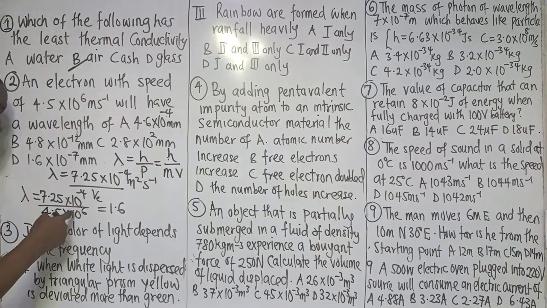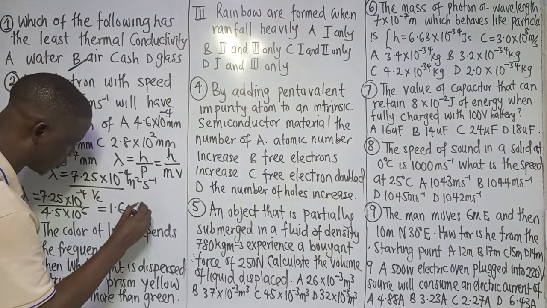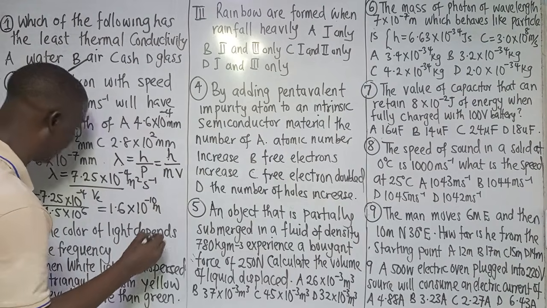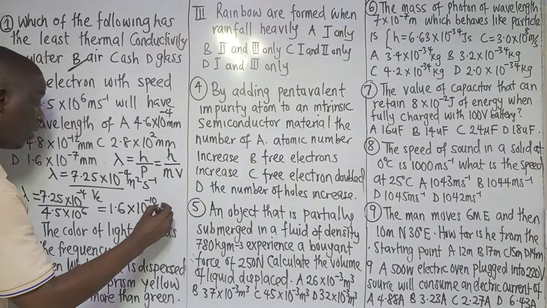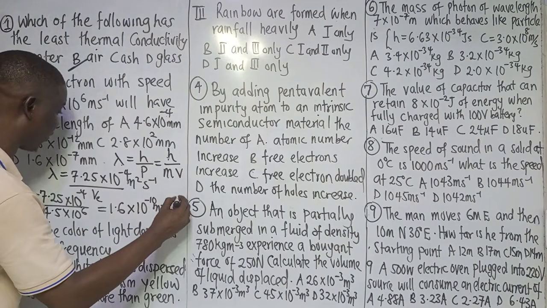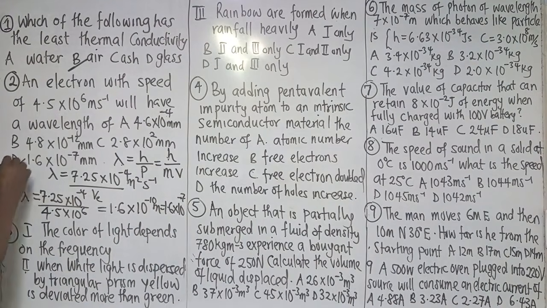Then 10 to the minus 4 divided by 10 to the 6 will give us 10 to the what? Minus 10 meter. We can convert it to millimeter. If you convert to millimeter, you are going to have 1.6 times 10 to the minus 7 millimeter, which is option D.